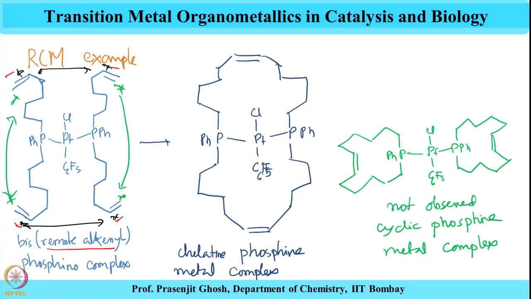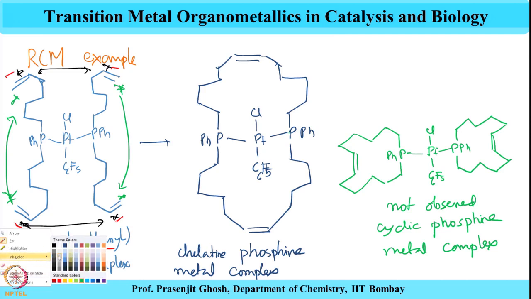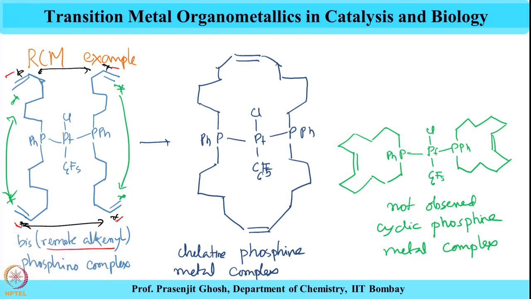So, what we see is the rings which are more macrocyclic in nature, as is shown over here, that is formed as opposed to the one which is slightly less macrocyclic, and hence this may be probably because of less ring strain involved in forming larger macrocycles.